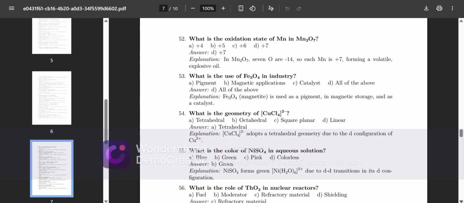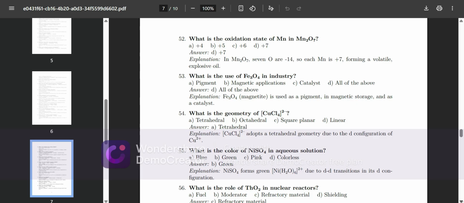What is the use of Fe3O4 in industry? All of the above. Fe3O4, magnetite, is used as a pigment, in magnetic storage, and as a catalyst. What is the geometry of CuCl4 2-? Tetrahedral. CuCl4 2- adopts a tetrahedral geometry due to the d9 configuration of Cu2+. What is the color of NiSO4 in aqueous solution? Green.